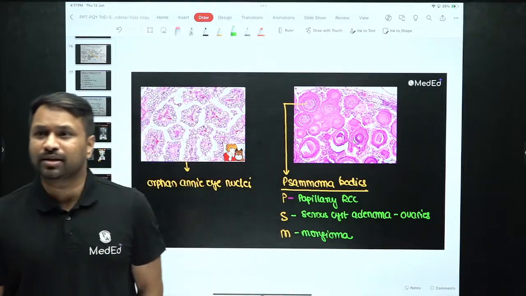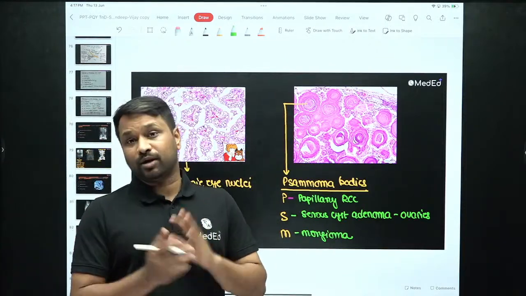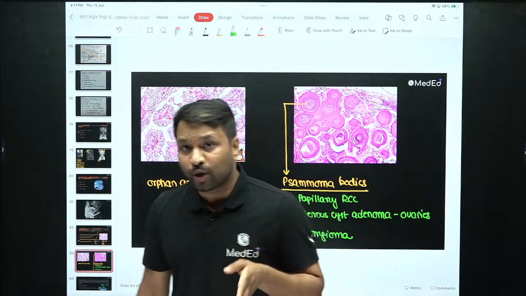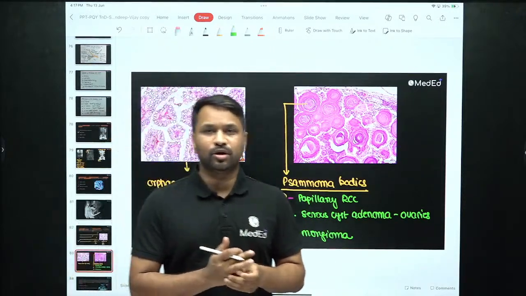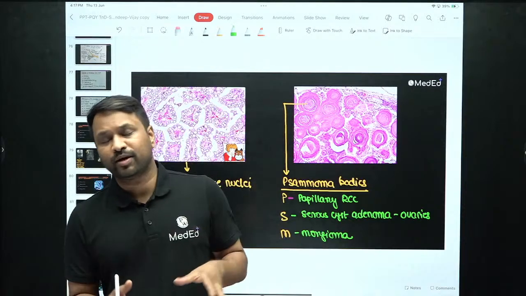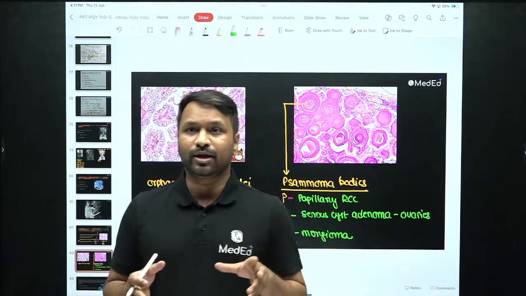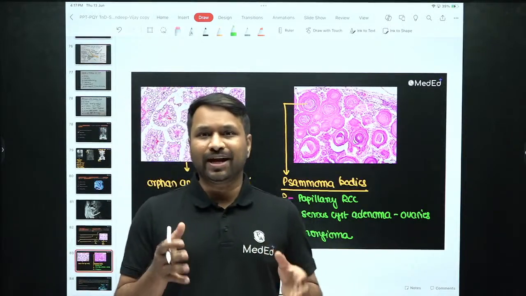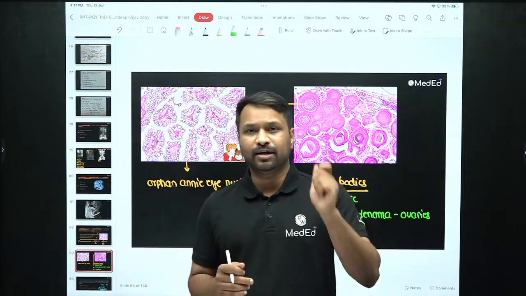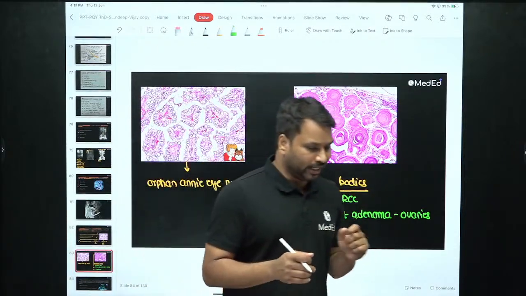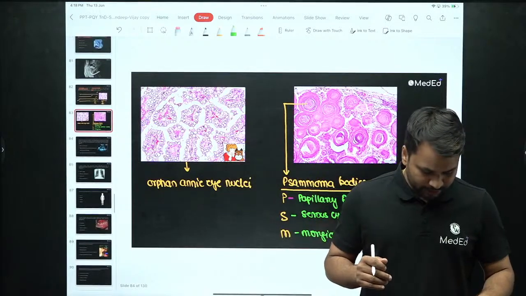Then there is another image in the thyroid cancers about the presence of amyloid in particular strands. Where do you see the presence of amyloid on histopathology in a thyroid cancer? Can you tell me? Where do we see that? Remember, it can be seen in medullary cancer thyroid. Absolutely important, right?